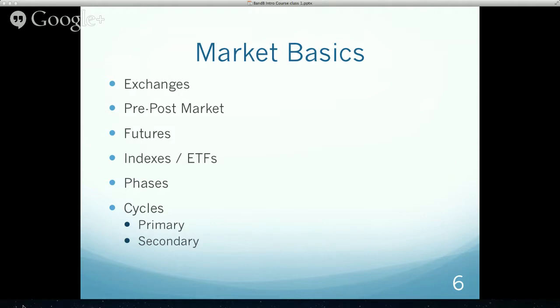Markets are open from 9:30 Eastern, and it won't matter if it's daylight savings or standard time. They're open from 9:30 Eastern until 4 p.m. Eastern. Those are your standard market hours. And you may have heard or wondered about pre-market and after hours. Pre-market trading goes from 4 in the morning until 9:30 in the morning, and then there's after hours trading from 4 p.m. until 8 p.m.